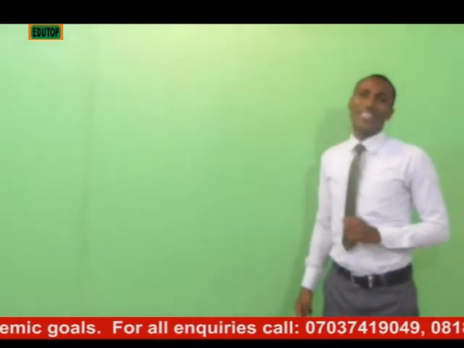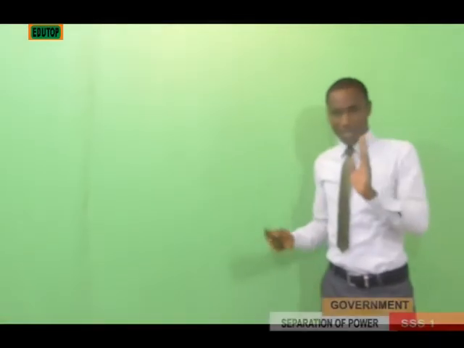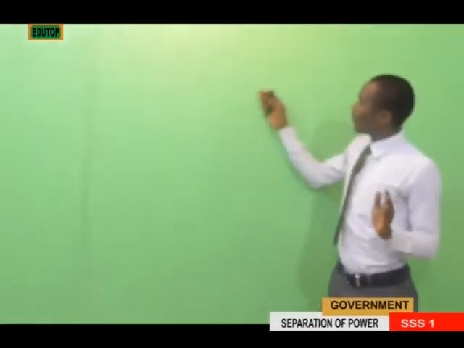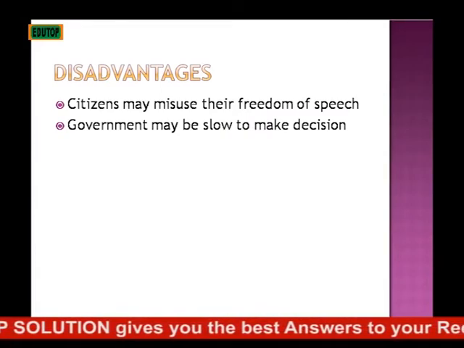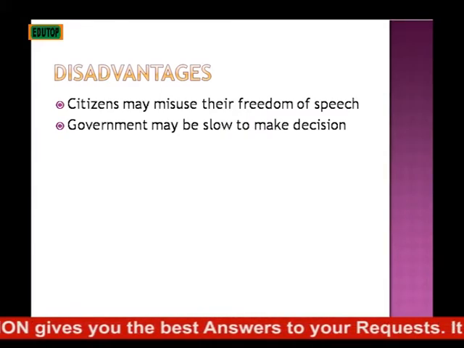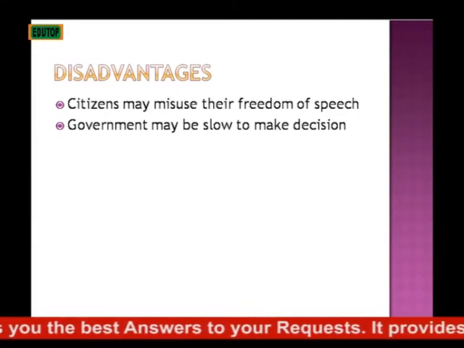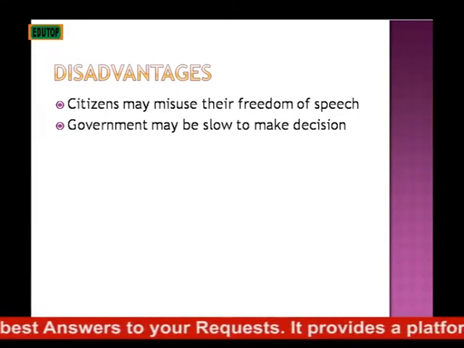What about the disadvantages of representative government? We shall consider just 2. 1. Citizens may misuse their freedom of speech. And if this freedom of speech is misused to malign government officials, then it becomes counterproductive.